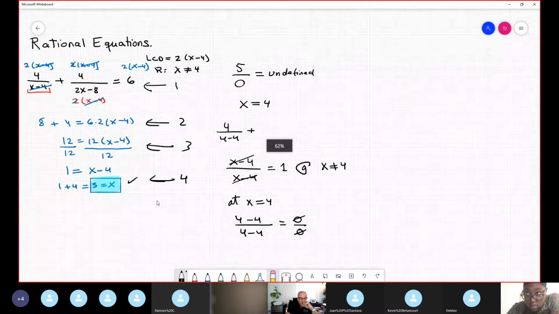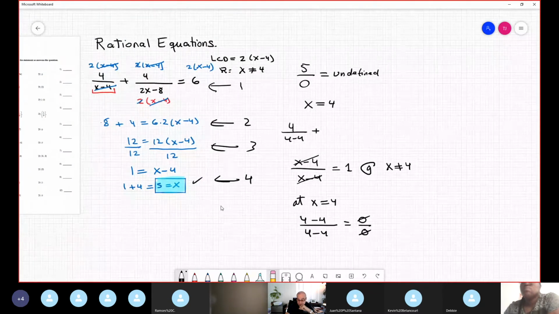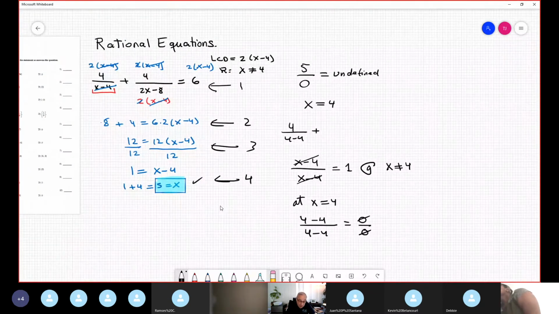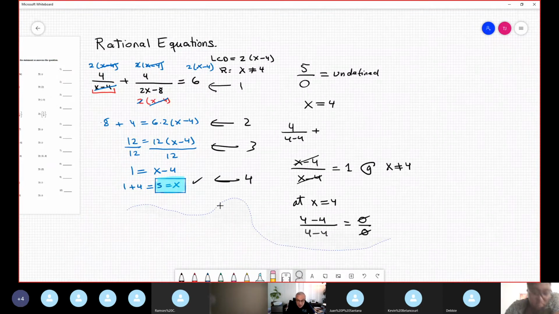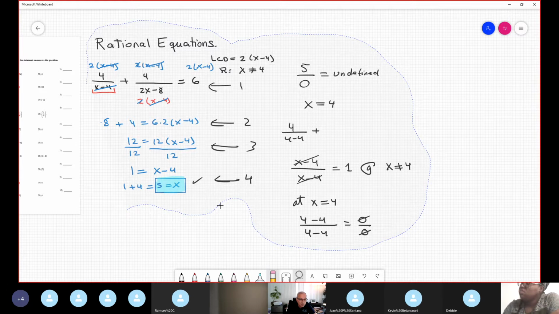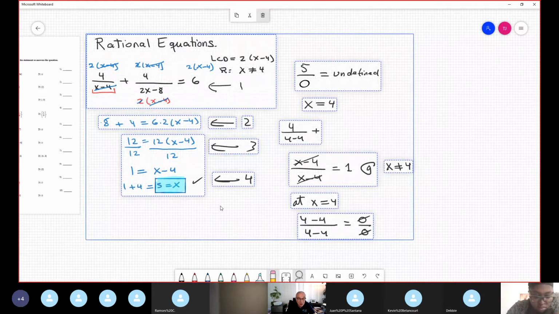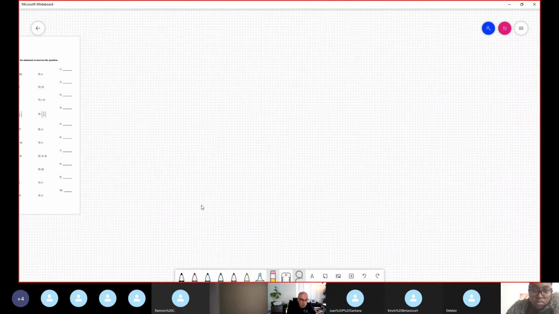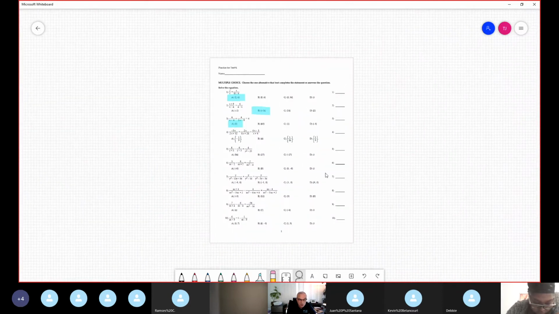But be careful when you manipulate rational equations. In this case, no problem. There is no coincidence between the solution and the restriction, but you need to be aware. Thank you. At the beginning, the students don't understand very well what the idea for the restriction is.